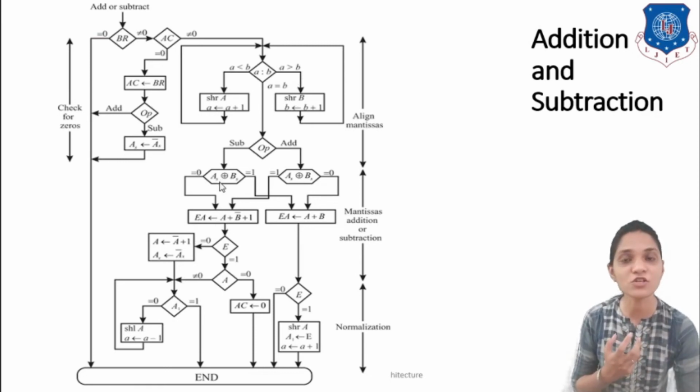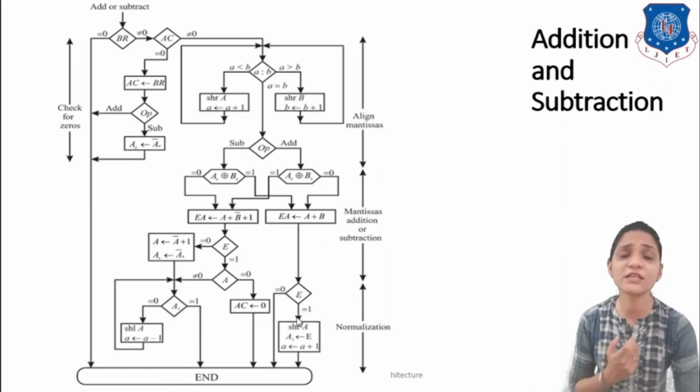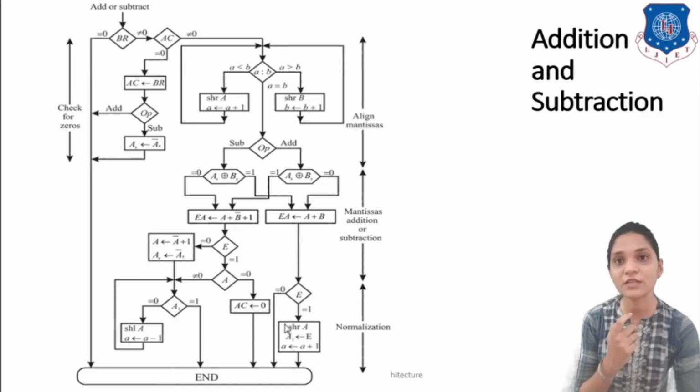Similarly, for the subtraction operation, if sign is equal, you will do the subtraction operation. If sign is not equal, you will do the addition operation. Okay. After this addition or subtraction operation, you have to check for the E flag. First, let us see for the addition operation.